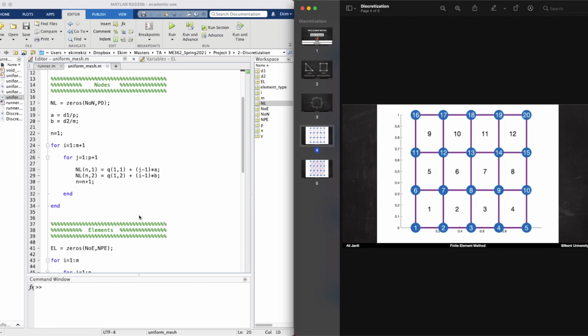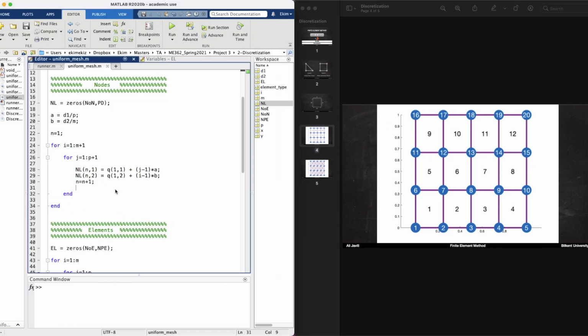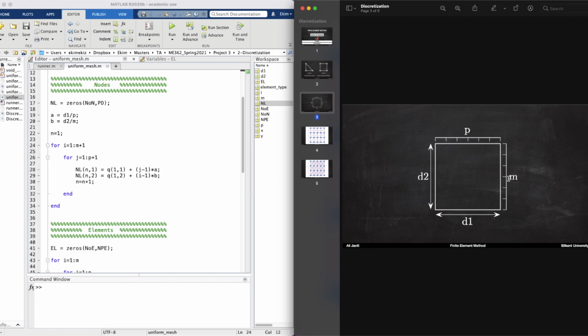Okay, so these 2 for loops here do that. As you can see, we have a loop over i from 1 to m plus 1. So m plus 1 is our number of rows in terms of nodes, right? We have m plus 1 rows of nodes. And we have a loop over j from 1 to p plus 1, and p plus 1 is our number of columns of nodes.